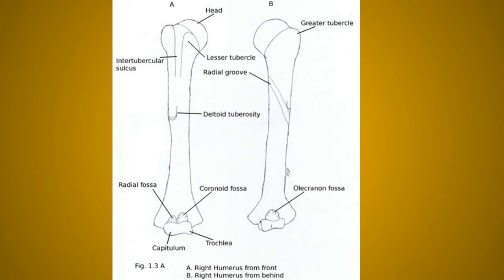So, remember, in the upper part of the lateral border, this particular lateral border is barely traceable. In the middle part, it is actually interrupted by the radial or the spiral groove. And in the lower part, the lateral border is prominent and forms the lateral supracondylar ridge. Now next is the medial border.